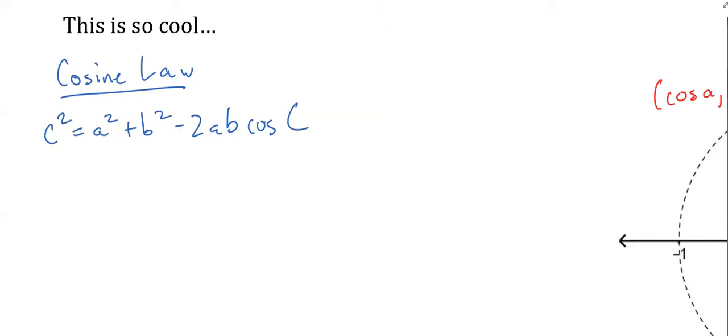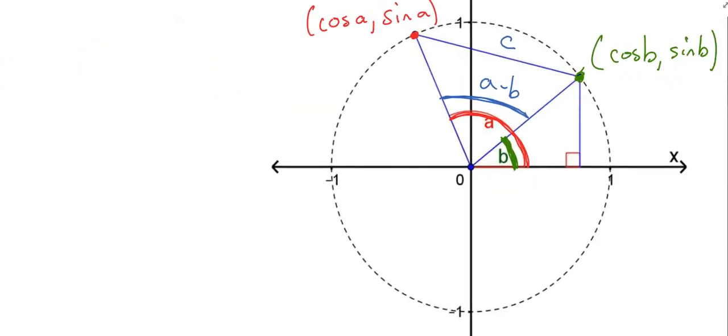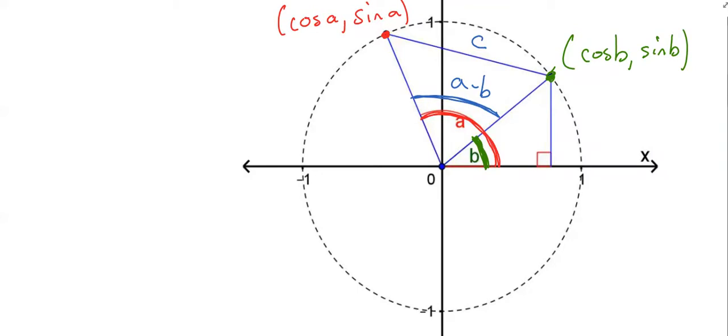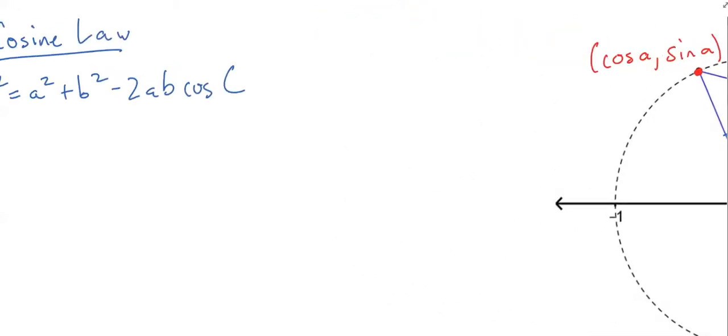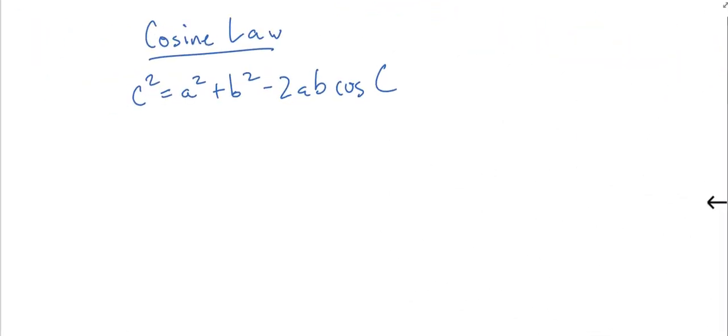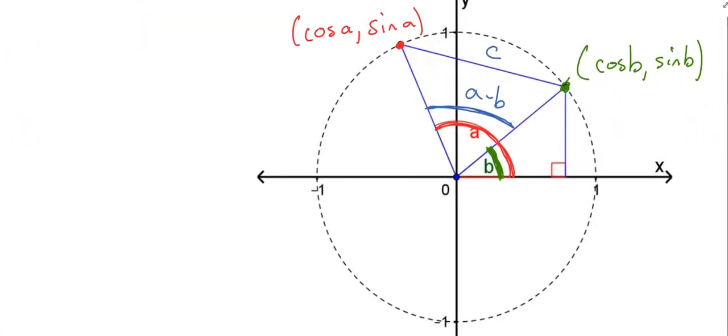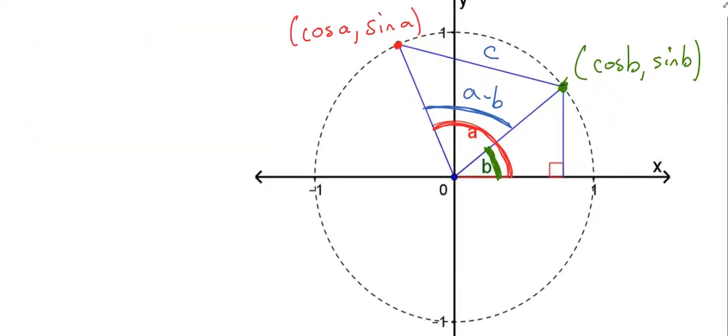Now we're going to take our values from our triangle, and the triangle that we care about is the blue one that's got the C and the A minus B in it. That's the one we're interested in. So we've still got C squared, and what is length A? So that's the other two side lengths. That's like if this was length A and this was length B. What is length A?